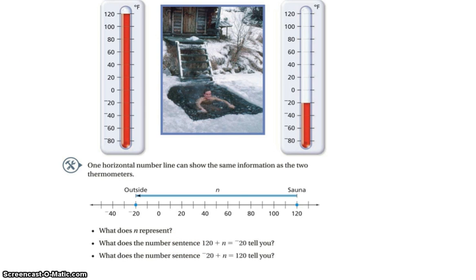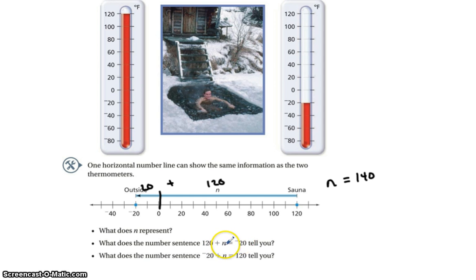Well, first off, in order to solve this, we are going to think about this logically. If my n stopped here at 0, this part would be 120, and this part over here would be 20. In order to figure out the entirety of n, we would have to add these two together so that n would equal 140. So there's a 140-degree difference between the two. That's how many degrees you can go from the sauna, and then when you hop outside in the snow, you are 140 degrees cooler.